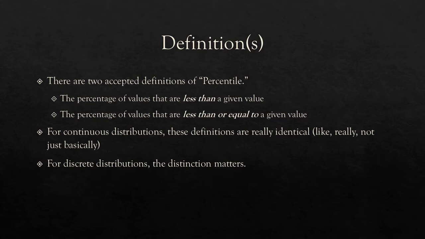Usually on the AP test, this is going to come up in the context of a continuous distribution, one where you can draw it without lifting your pencil. And in those particular cases, it actually turns out that it doesn't matter if it's less than or equal to. It works exactly the same. But for discrete distributions, this actually matters quite a bit. So let's jump into an example and show you what I mean.